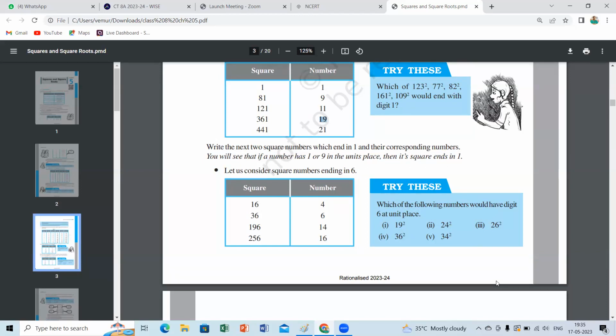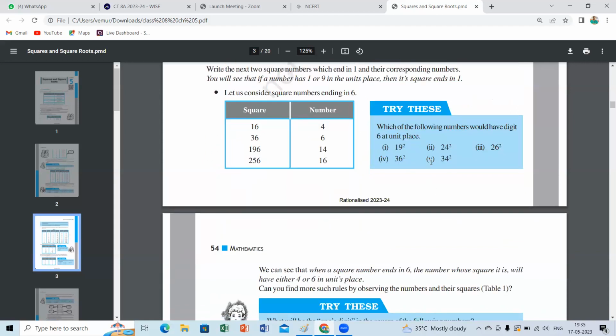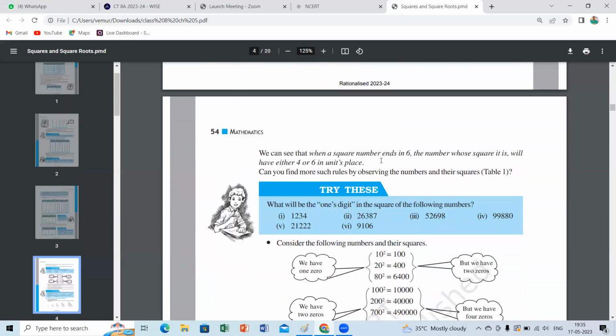Their square numbers end with 6. 24 square ends with 6, 26 square ends with 6, 36 square ends with 6, and 34 square ends with 6. That's the point they mentioned: a square number ends with either 4 or 6 in its units place.